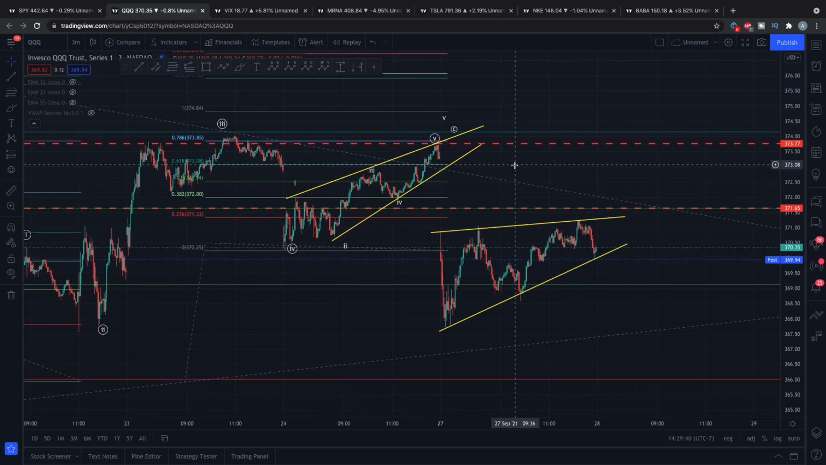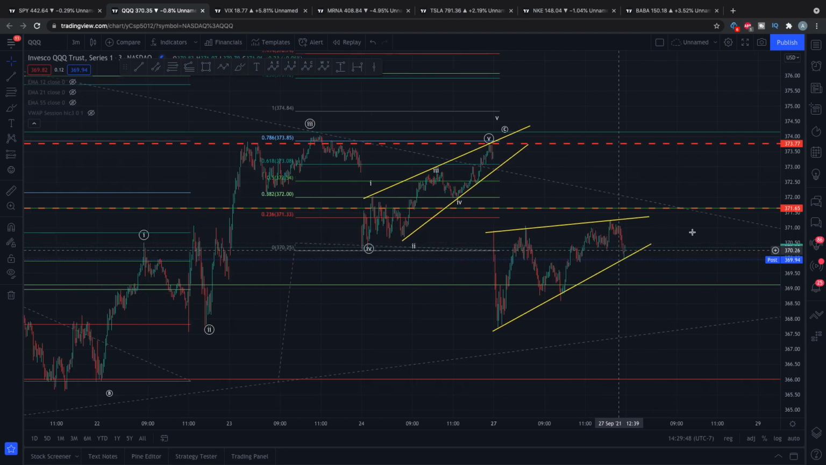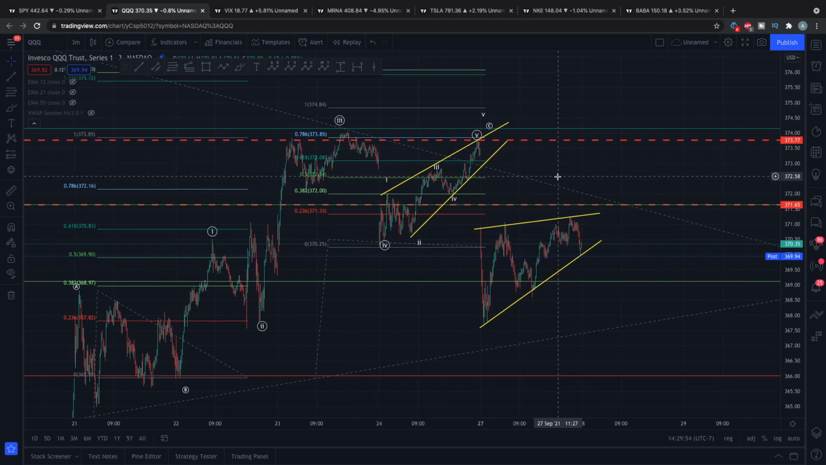So with this consolidation pattern here, it's not really bullish or bearish to me at the moment. Like I said in SPY, I will need a little bit more price action to determine whether we can come up a little bit more or we just start tanking for that Y leg downwards. So we'll see in a bit, and of course I'll keep updates.